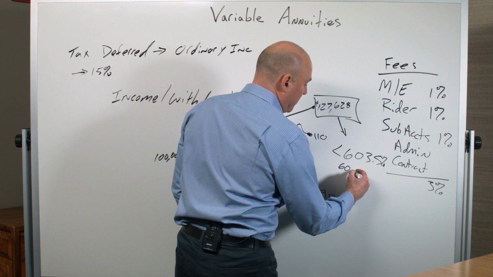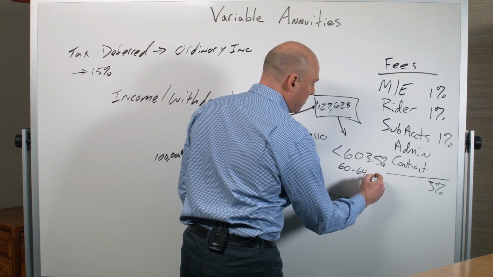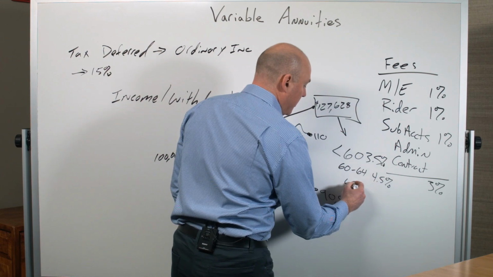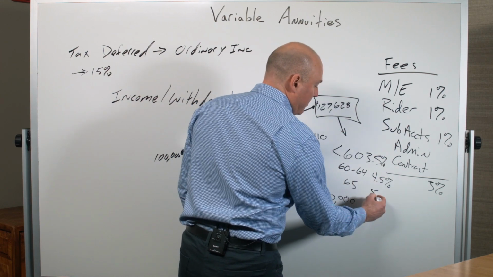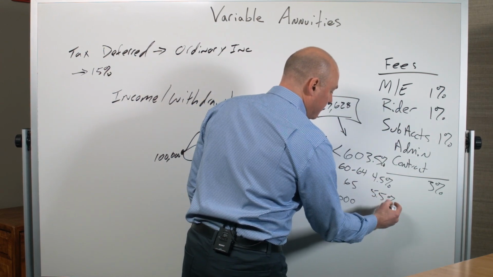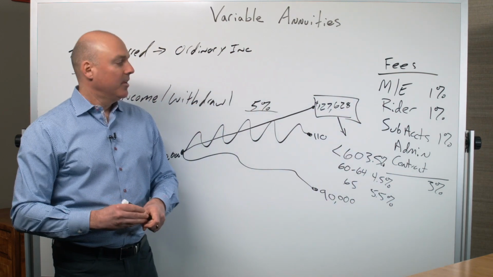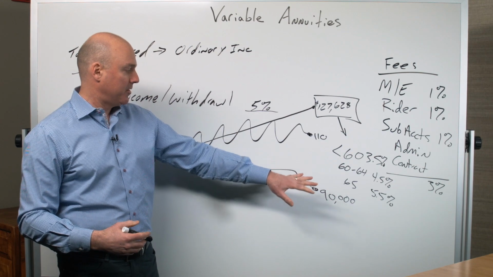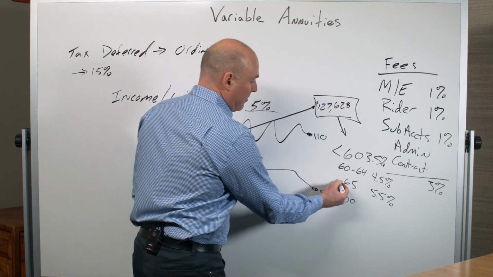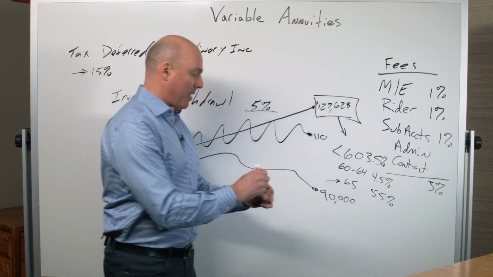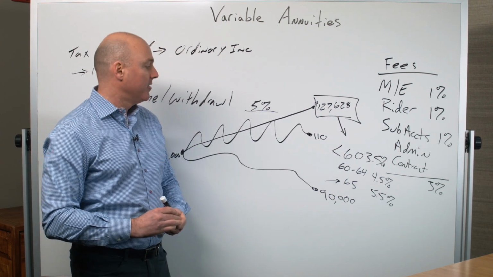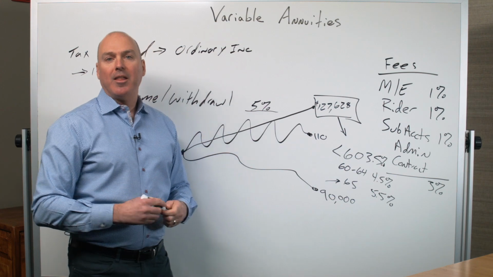Then they might say if you're between 60 and 64 years old, that might go up to 4.5%. And then if you are over 65, that might be 5.5%. So as you can see, if you're buying this for income, and you're probably buying this for income in your retirement, for most people watching this, it probably makes the most sense to turn that income stream on after age 65 because they're going to give you kind of the best return there.